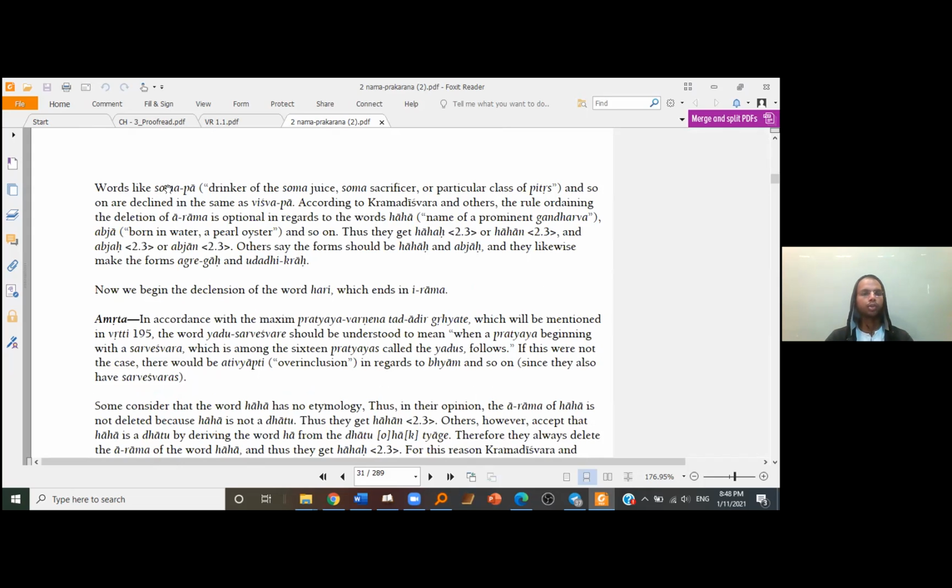So words like somapa and so on are declined in the same way as Vishwapa. Somapa, one who drinks the soma and so on.